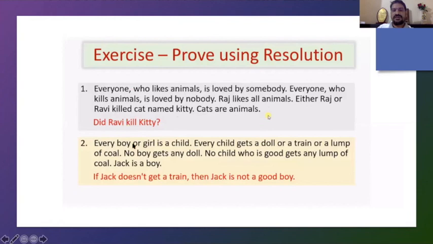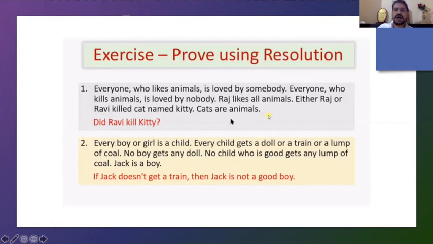Second is: every boy or girl is a child. Every child gets a doll or a train or a lump of coal. No boy gets only a doll. No child who is good gets any lump of coal. Jack is a boy. So what we have to prove is, if Jack doesn't get a train, then Jack is not a good boy. That we have to prove.